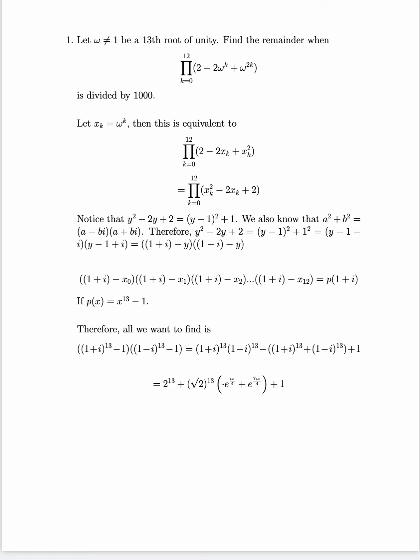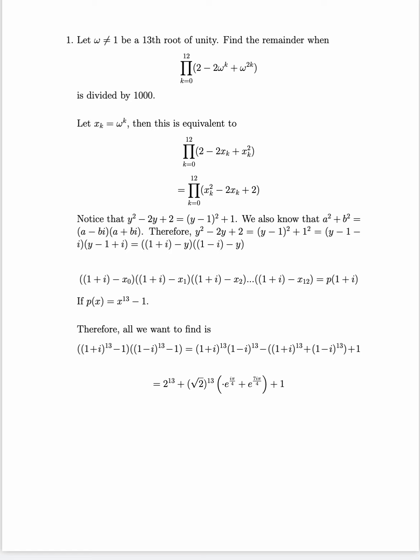Now we just want to evaluate basically 2 times the real part of these, which are both what? Root 2 over 2. So we get 2 to the 13 plus the square root of 2 to the 13 times square root of 2, right? Since we know that both of these complex numbers have a real part of square root of 2 over 2, and 2 times that would be square root of 2. Now this is basically equal to 2 to the 13 plus 2 to the 7 plus 1.